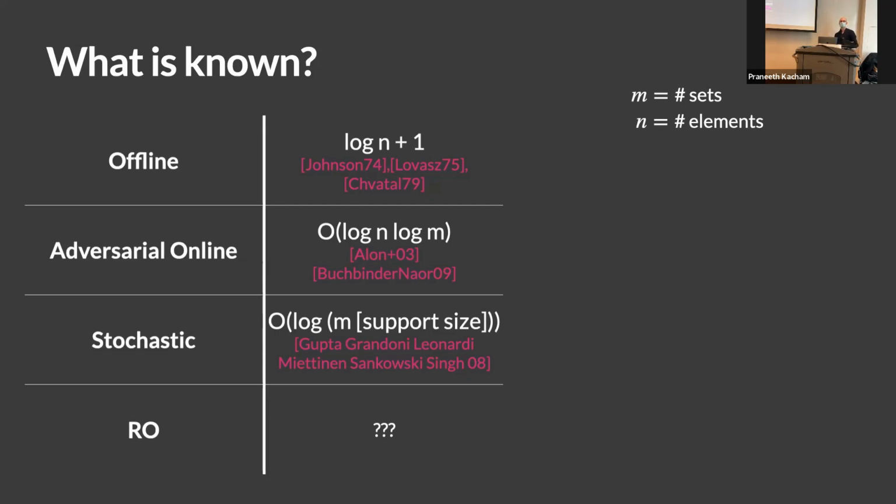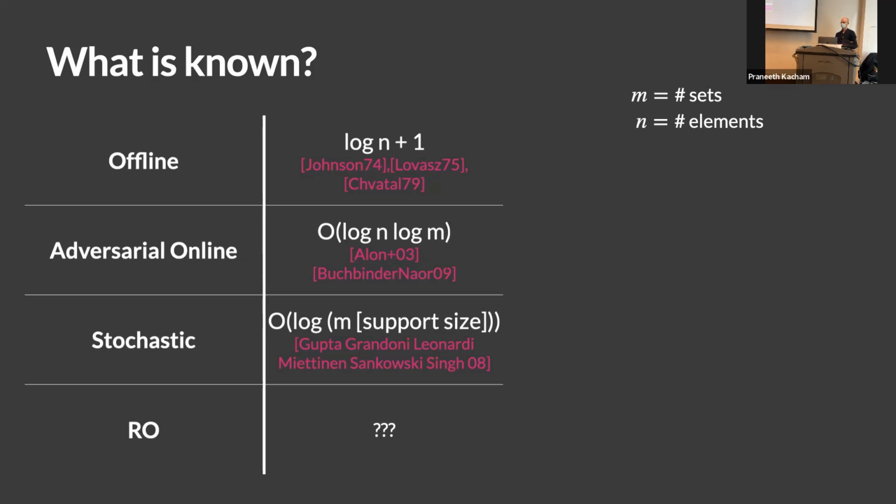So if you're playing the online set cover game, but you assume additionally that the elements that you're seeing are not just shown to you by an adversary, but are drawn IID from some known distribution, then you can avoid the double log and you can get log m times the support size of the distribution. Okay, now the support size could be far larger than n. N is the number of elements that you actually see in the sequence. And the support size is the elements that you could possibly see. Okay, any questions about these results?